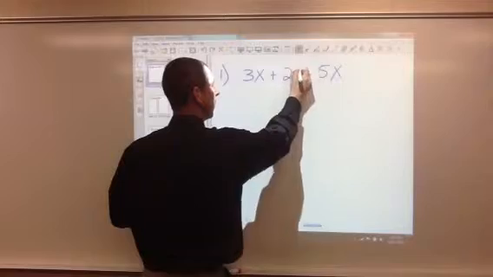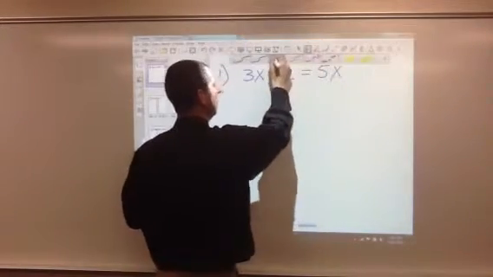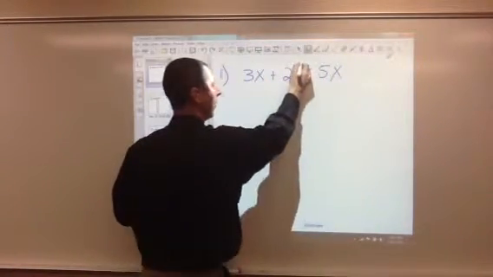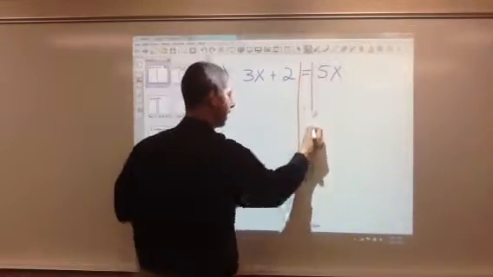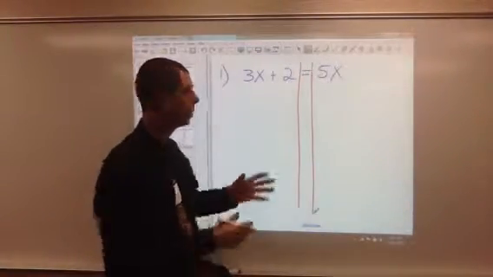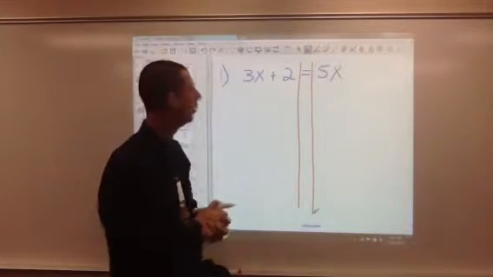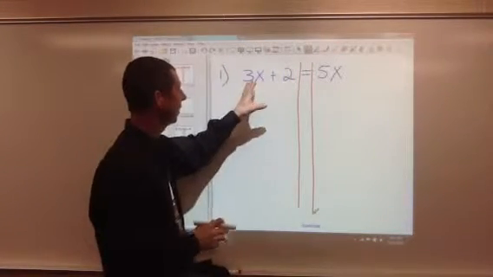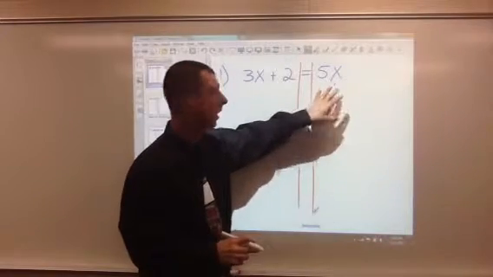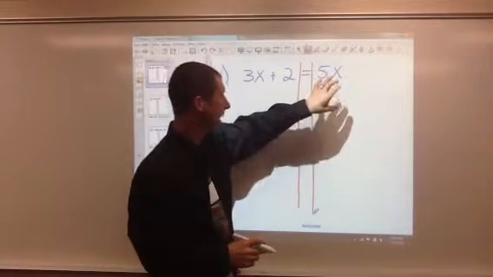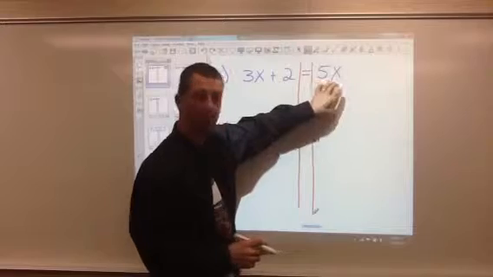Okay, so the first step I'm going to do here is divide this equation into two sides. This is what we did when we did two-step equations. We divided the equation into two sides, so this isn't anything new. Now, we need to get our variable on one side only. Now, we never want to get rid of everything off of one side.